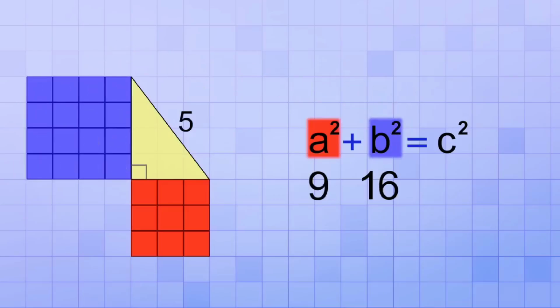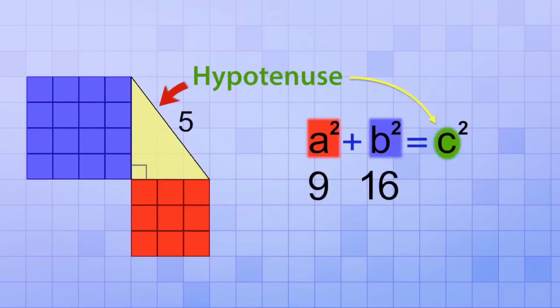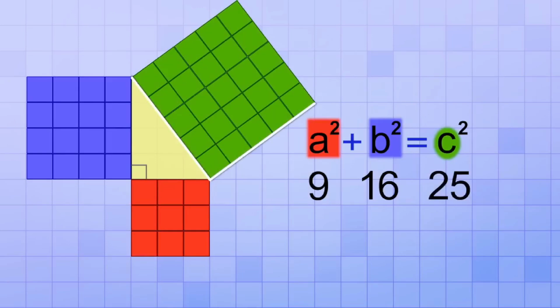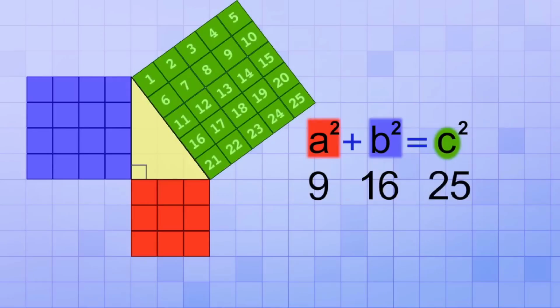And finally, let's deal with the hypotenuse, or side C, which is the longest side. It's 5 units long. Squaring 5 means multiplying 5 times 5, which is 25. And the geometric equivalent is a 5 by 5 square that has an area of 25 units. So this green area represents c squared in the Pythagorean theorem.